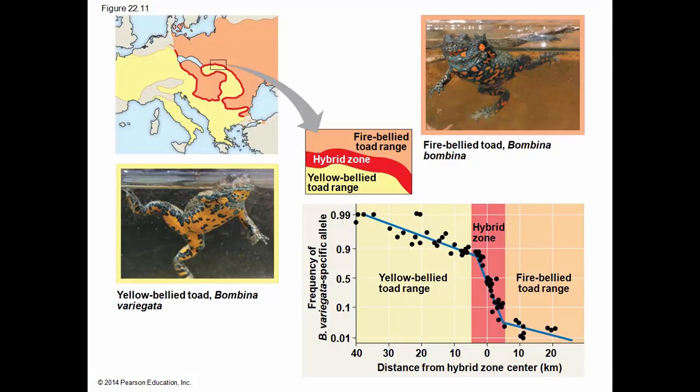zone. So here are these. The yellow is the yellow-bellied toad habitat, and the orange is the fire-bellied toad range. They do encounter one another along this narrow band. That narrow band is where hybrids are formed, and that is called the hybrid zone.